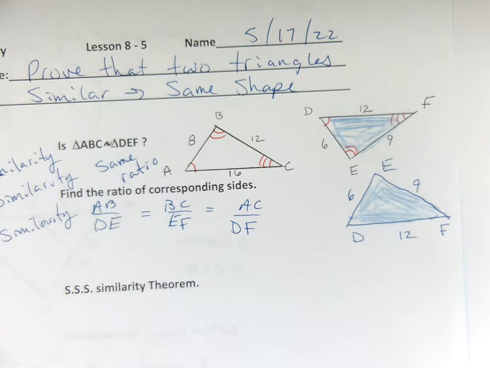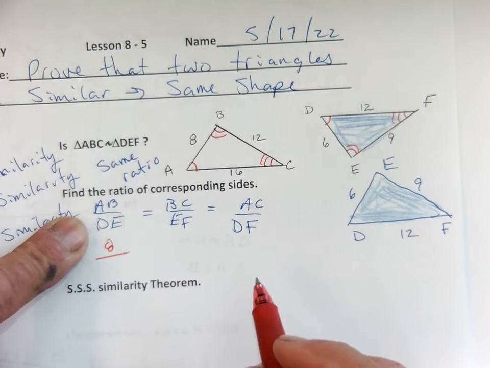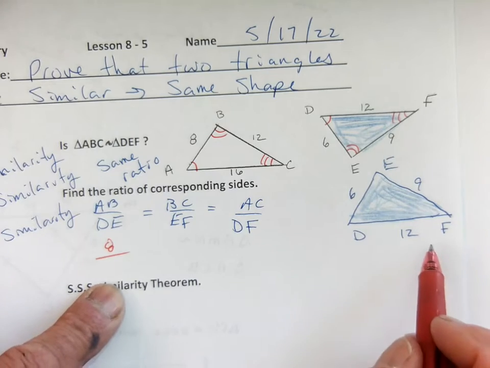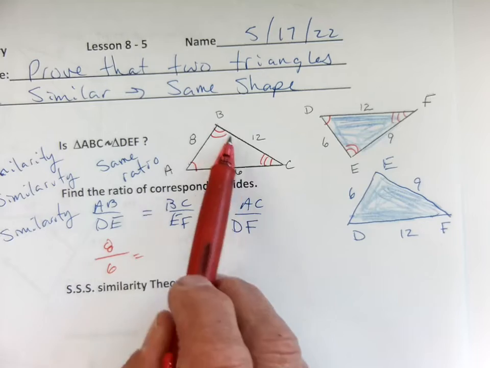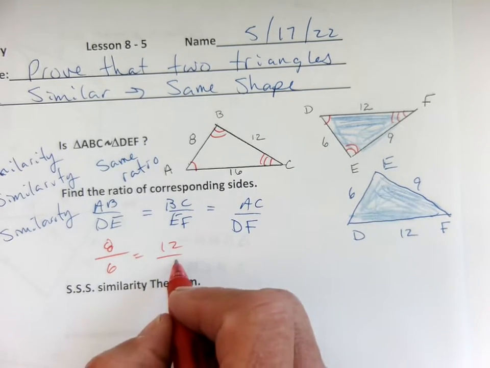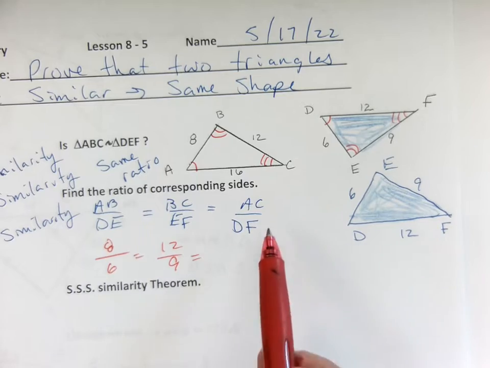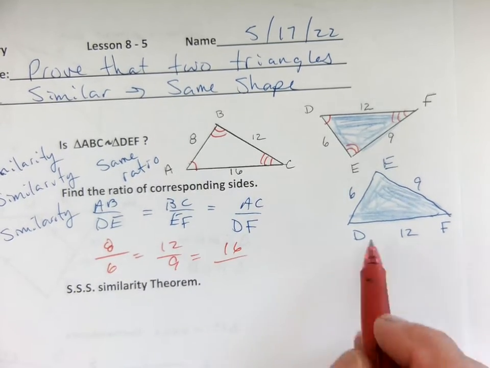Now let's put the numbers in and see if we have the same ratios, right? So AB is 8, DE is 6. BC is 12, as EF is 9, and AC is 16 as DF is 12.